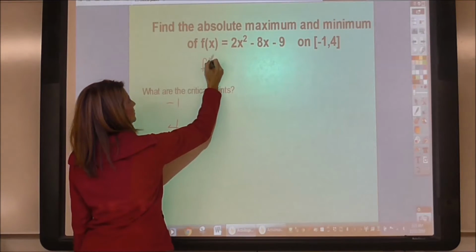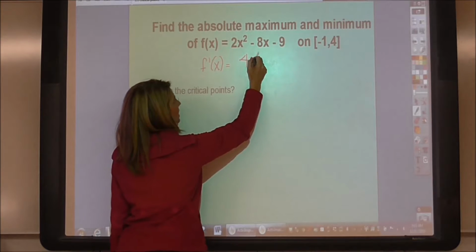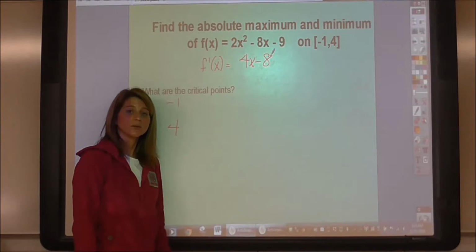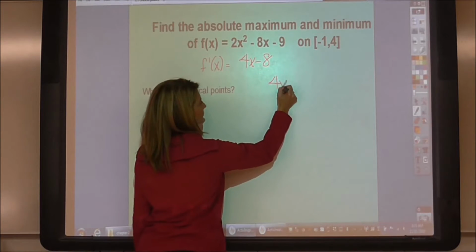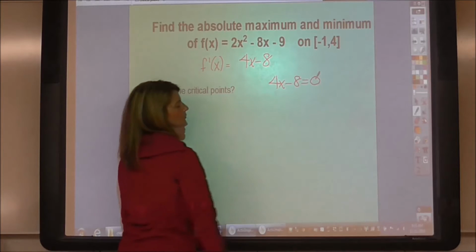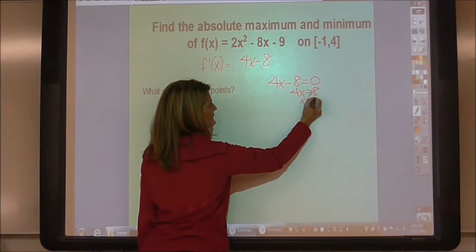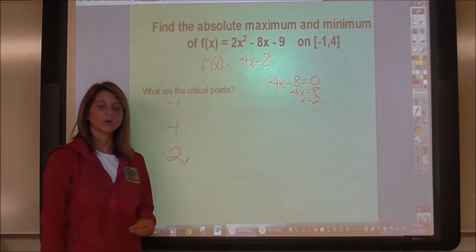Okay, so critical points, for sure -1 and 4. Got them? Good. Let's go take a derivative. So our derivative, 4x minus 8. Well, that's pretty simple. Okay, so let's think about where that derivative would equal 0. Add 8, divide by 4. I'm thinking we're getting a 2. That's going to be a critical point.